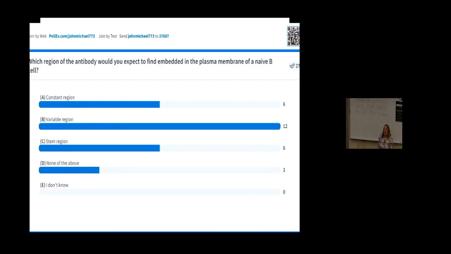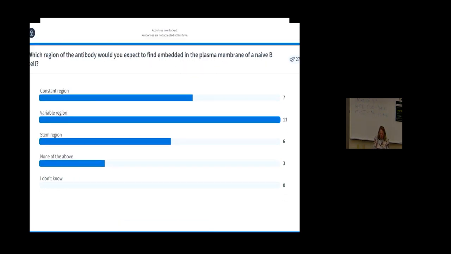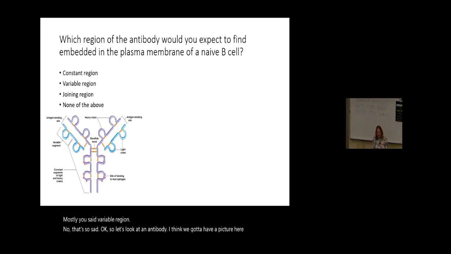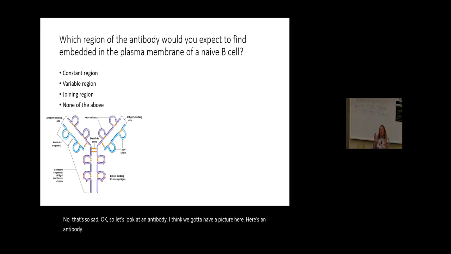Most of you said variable region. No, that's so sad. Okay, so let's look at an antibody. I think we gotta have a picture here. Here's an antibody. You've got a variable region on it, and then you've got a constant region. Okay, so this constant region here, and then these parts, the Y part, it contains the variable regions.